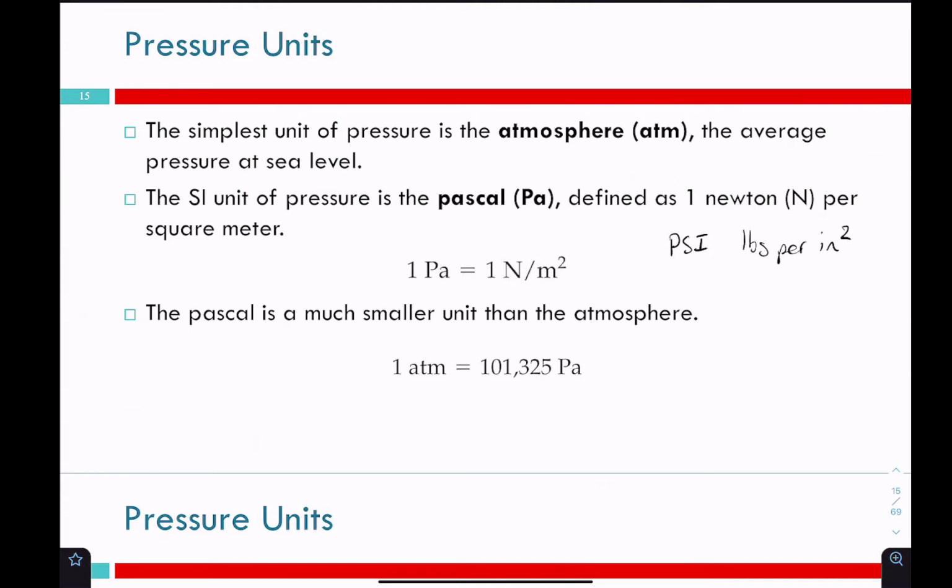This is 2 meters. So if you made a square out of that, that would be 2 meters squared. Right, so yeah, the atmosphere is what we're going to mostly use. You will need to know how to convert between these, at least atmospheres and pascals.